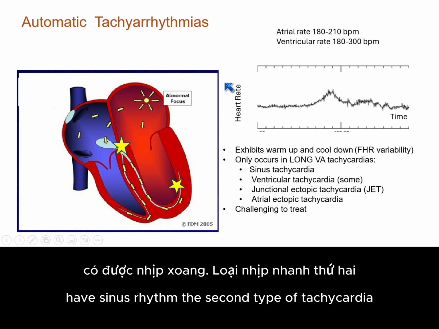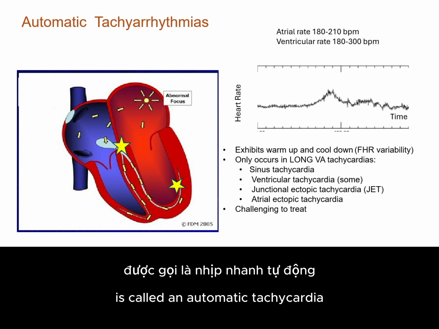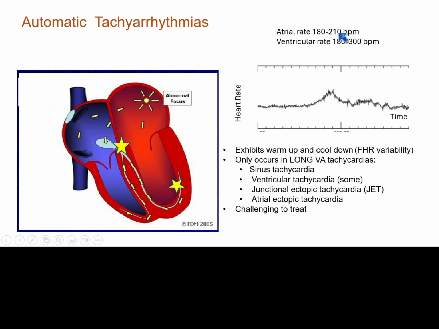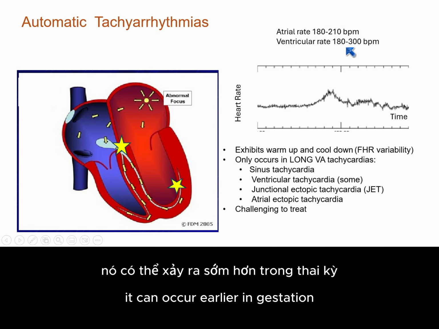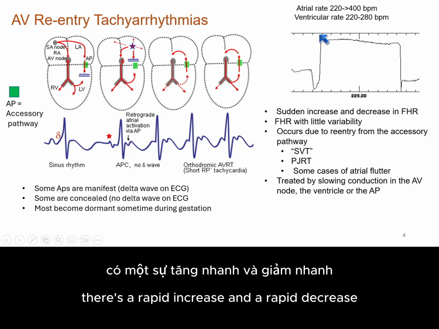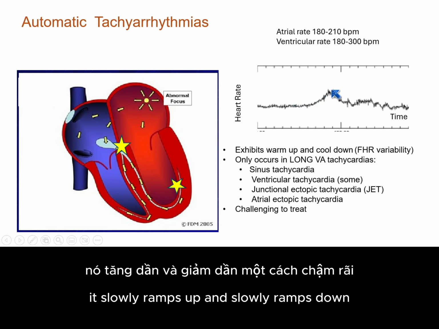The second type of tachycardia, besides the AV reentry, is called an automatic tachycardia, and it's very different. The rate is usually slower. It can occur earlier in gestation, and it exhibits what we call warm-up and cool-down. Remember, if you look at this, there's a rapid increase and a rapid decrease. In the automatic tachycardias, it slowly ramps up and slowly ramps down.